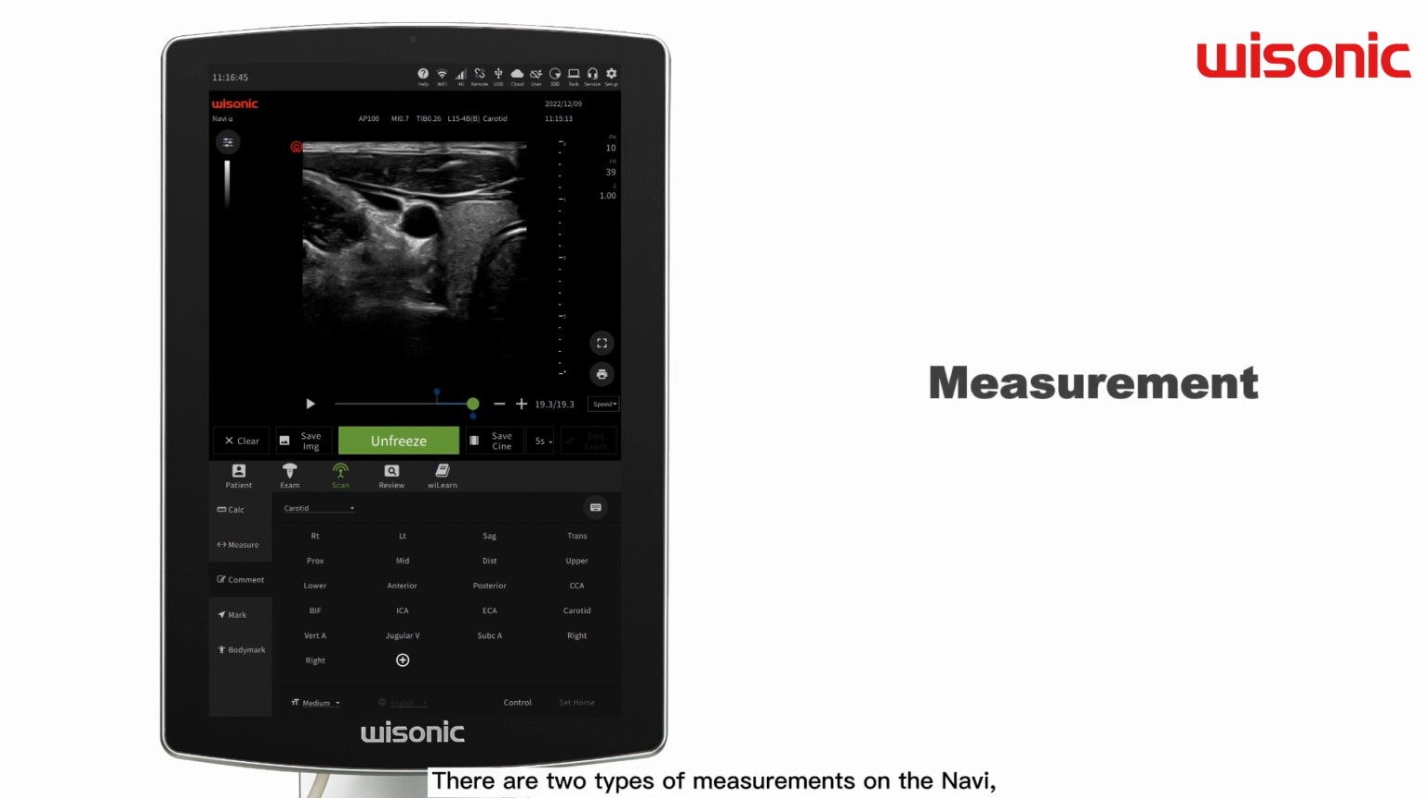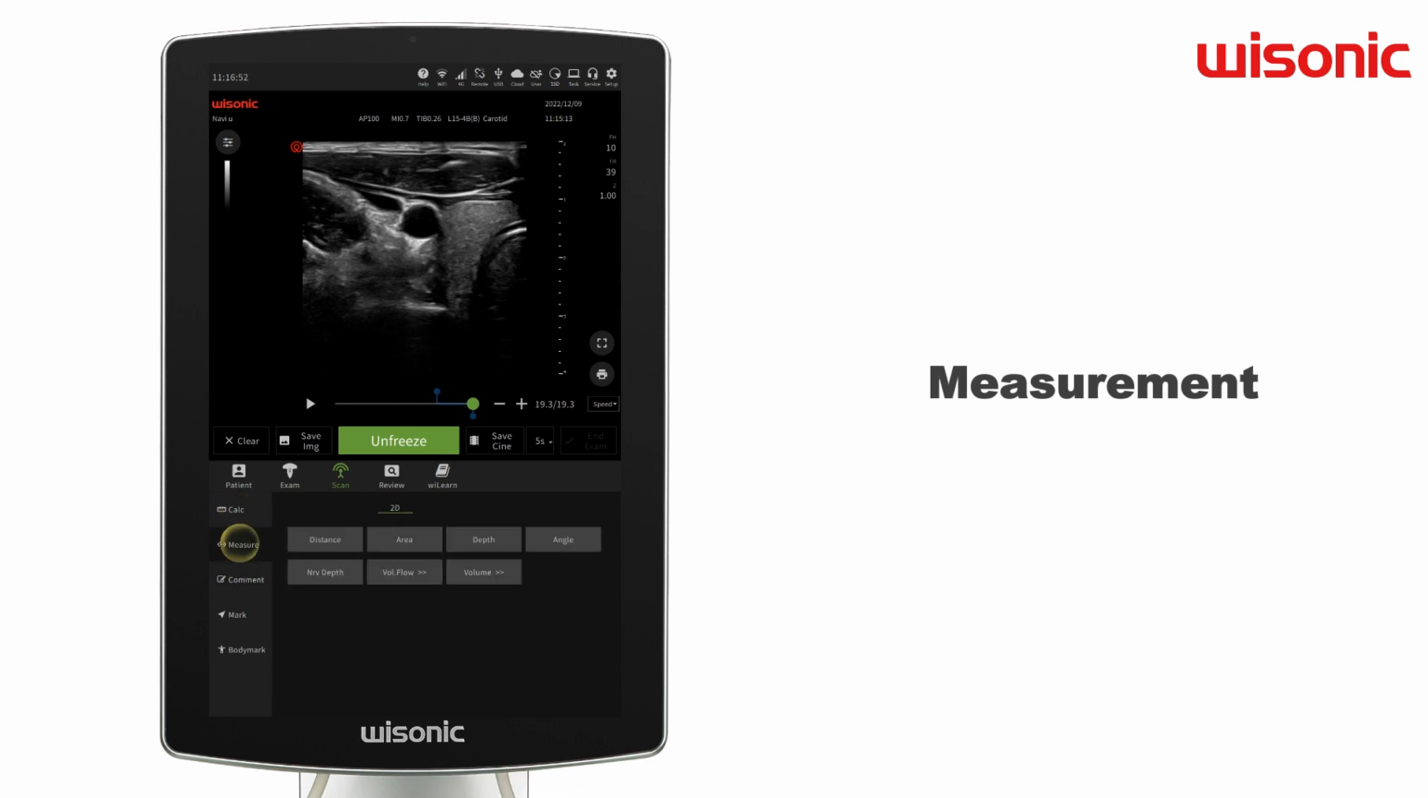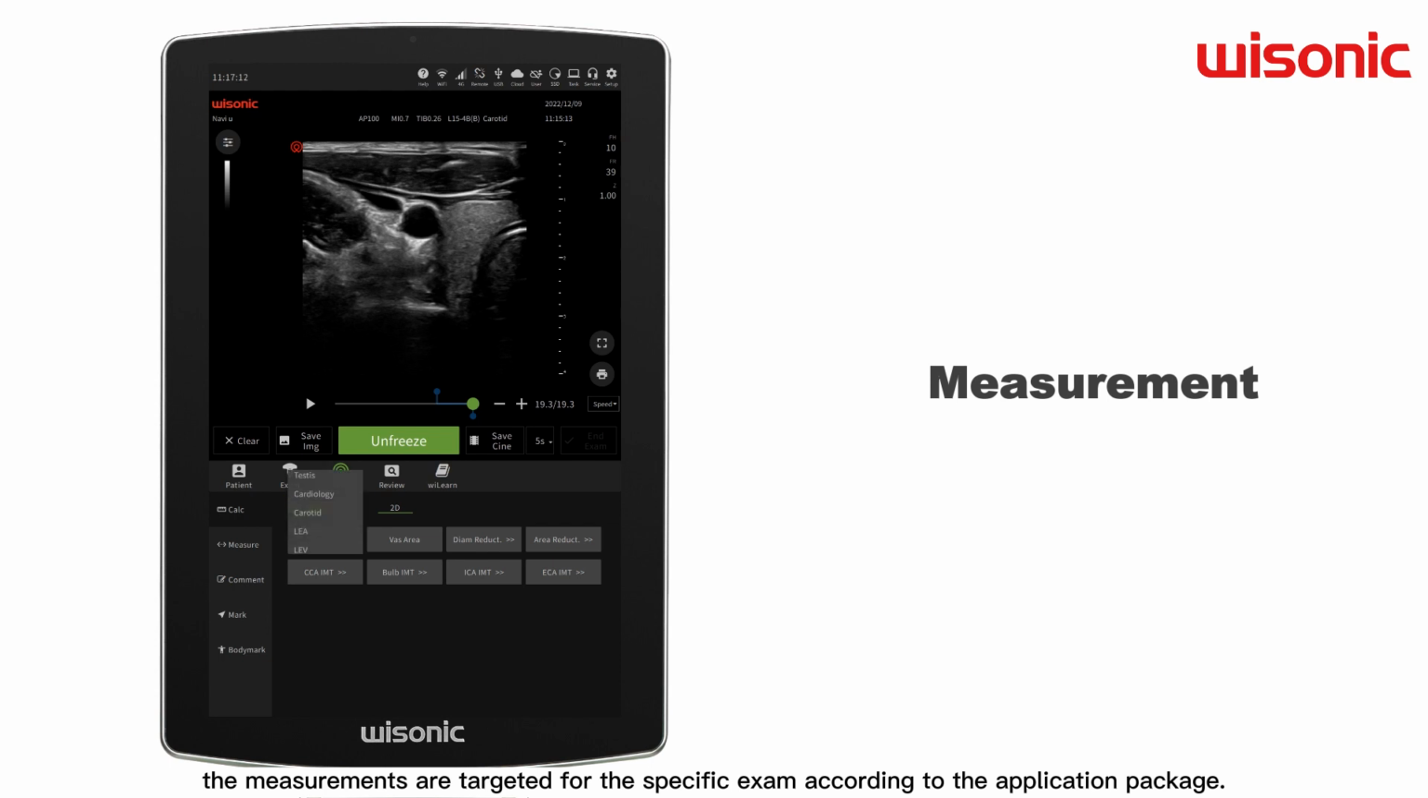There are two types of measurements on the NAVI: calculation and measure. After measure, the generated calculations like distance, area, depth, and so on can be done. To enter the advanced measurement, tap Calculation. The measurements are targeted for the specific exam according to the application package.